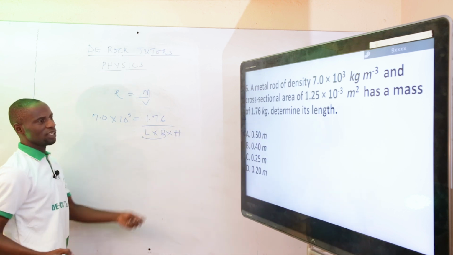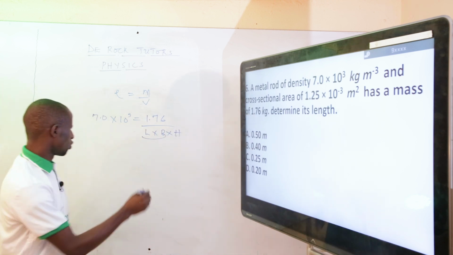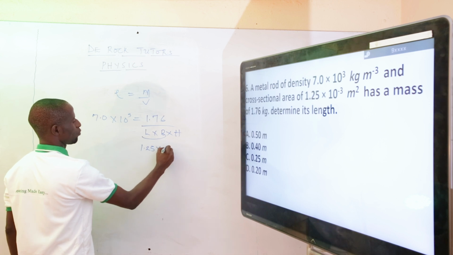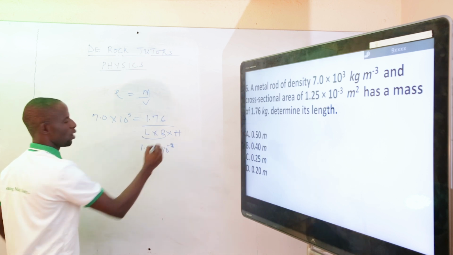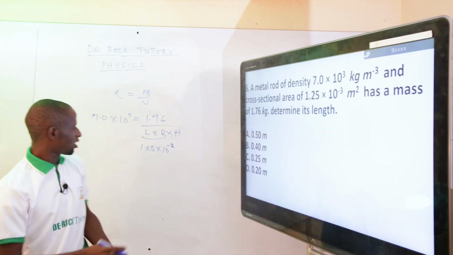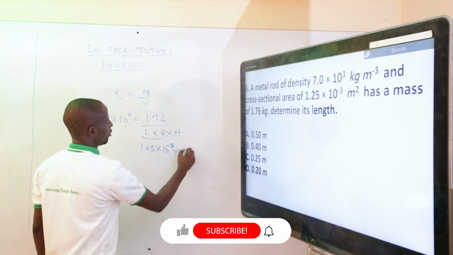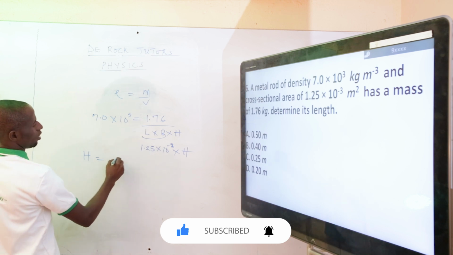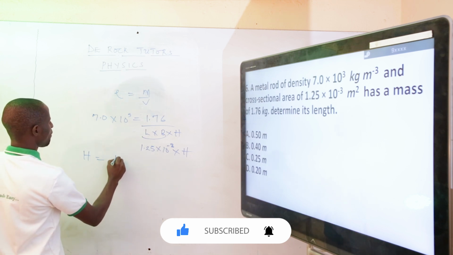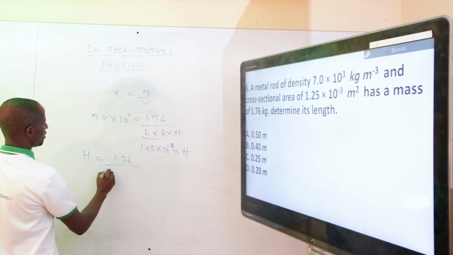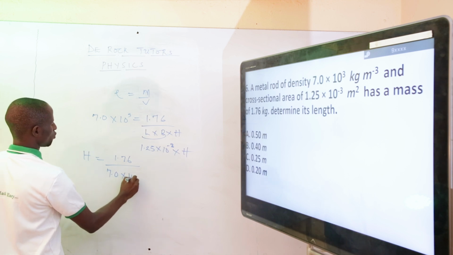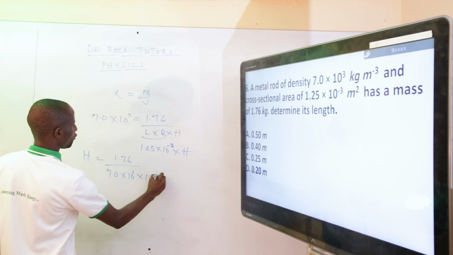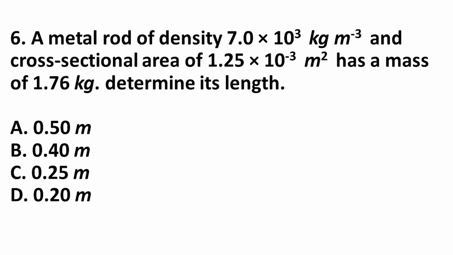Volume can be given as length multiplied by breadth multiplied by height. And length multiplied by breadth is the area, which we have been given in the question as 1.25 multiplied by 10 raised to the power minus 3. We are asked to calculate the length, which is the same thing as the height. So we are going to make h the subject of formula. h will be 1.76 divided by 7.0 times 10 raised to the power 3 multiplied by 1.25 times 10 raised to the power minus 3.